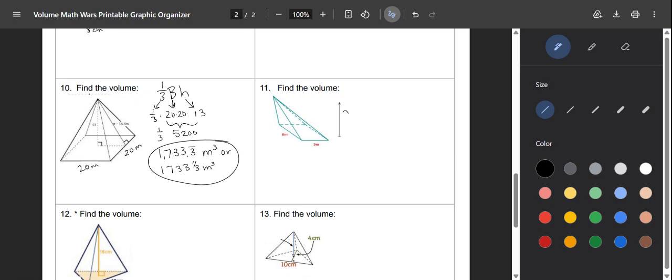You need to know that the height of this is 9 meters. So set up your formula, 1/3 the area of the base times height. Plug in your numbers and calculate. Press pause while you calculate, and then come back to check your answer.